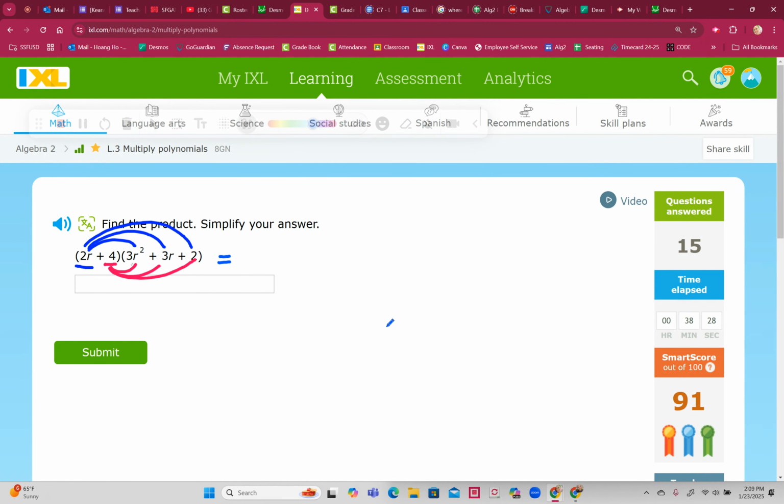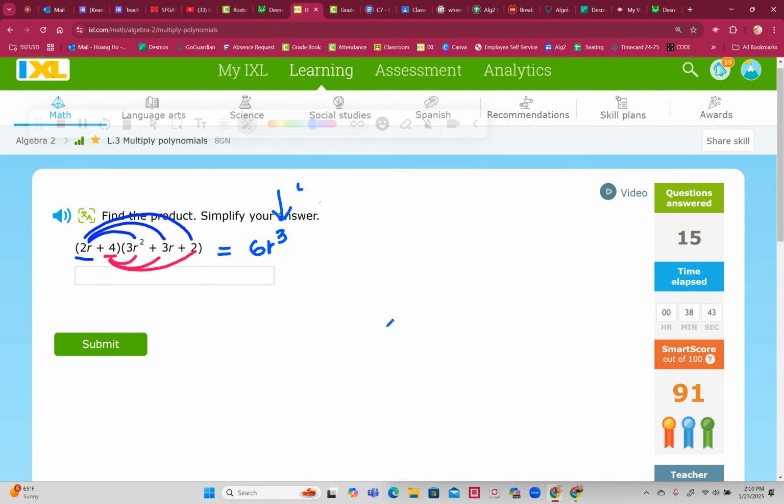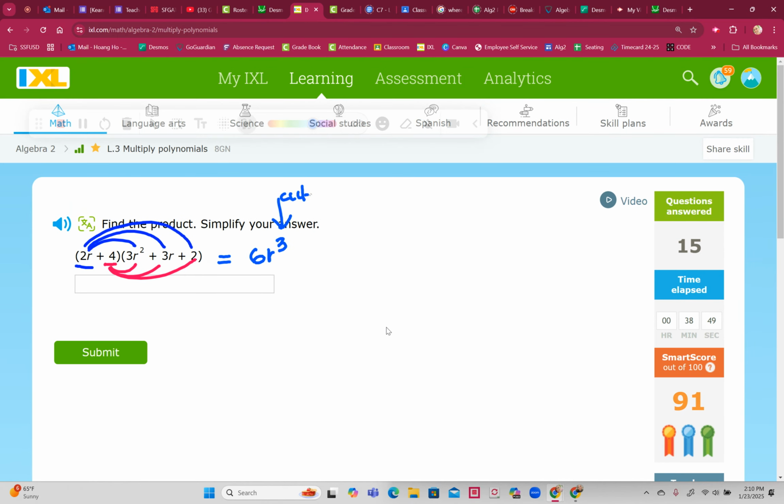2R times 3R squared, number with number. So 2 times 3 becomes 6. R times R squared becomes R cubed. Cube, C-U-B-E. It's not cute, it's C-U-B-E. And then 2R times 3R.